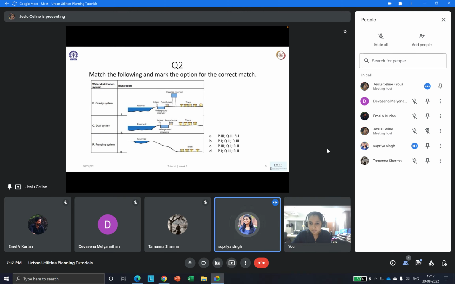C is the correct option. You're saying C is the correct option. Anybody with a difference of opinion? Okay, you went directly to the option itself. Nice, that is good. Let's see whether it is right. Then Supriya, can you please explain why you feel C is the right answer?